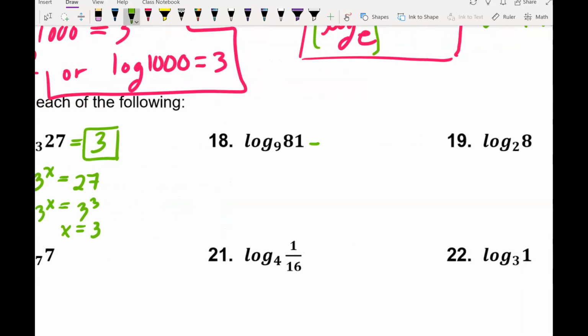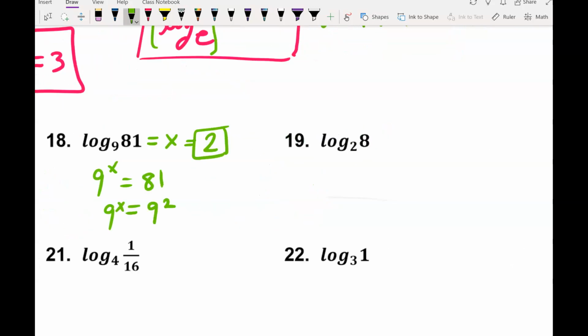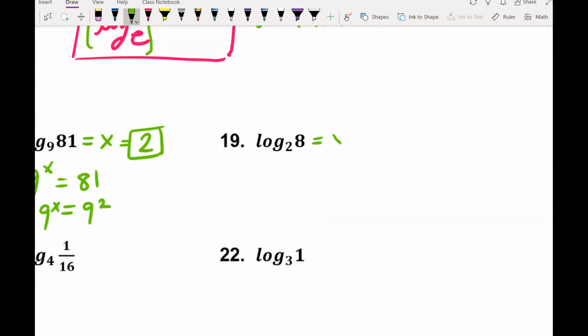Number 18, if I'm asking what does this equal? I'm asking 9 raised to what power is equal to 81? Well, 81 is just 9 squared. So that x value would have to equal 2. Number 19, I'm asking what does this equal? So I'm asking 2 raised to what power is equal to 8? Well, 8 is really just 2 cubed. And so my answer, again, we're looking at the exponents lined up. That answer is equal to 3.